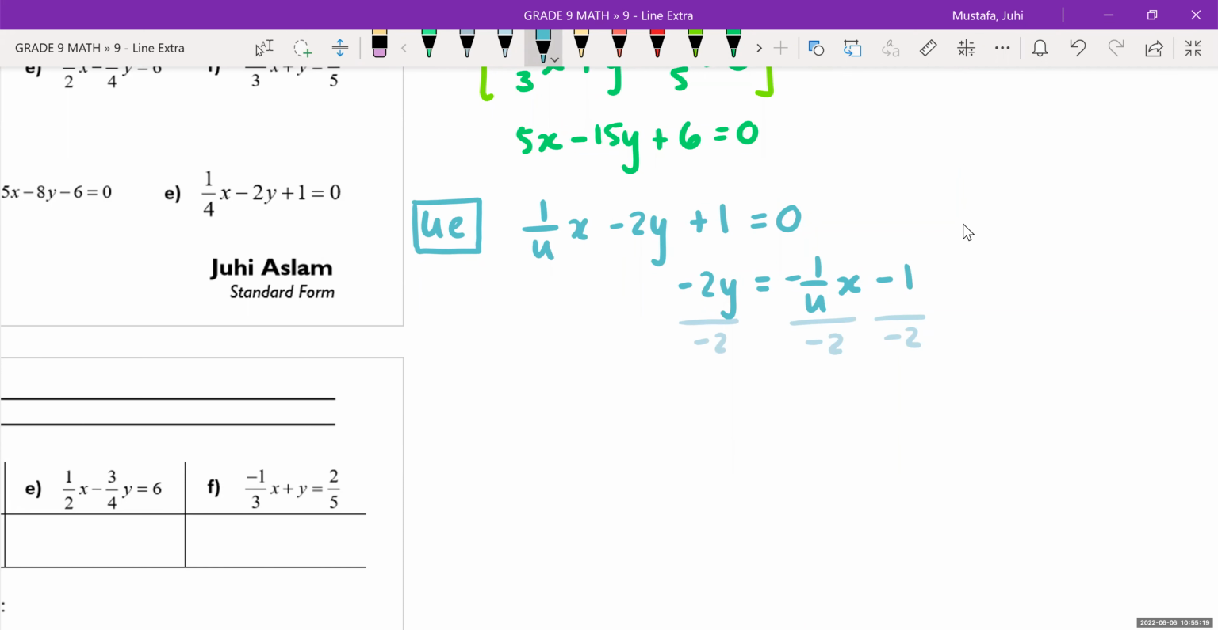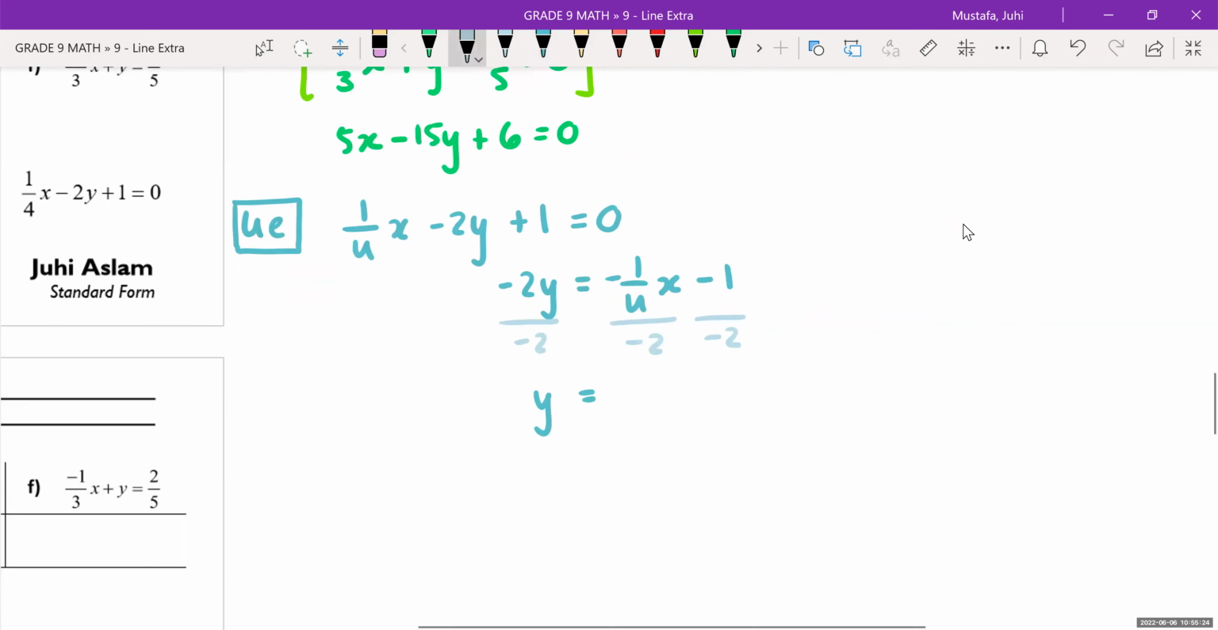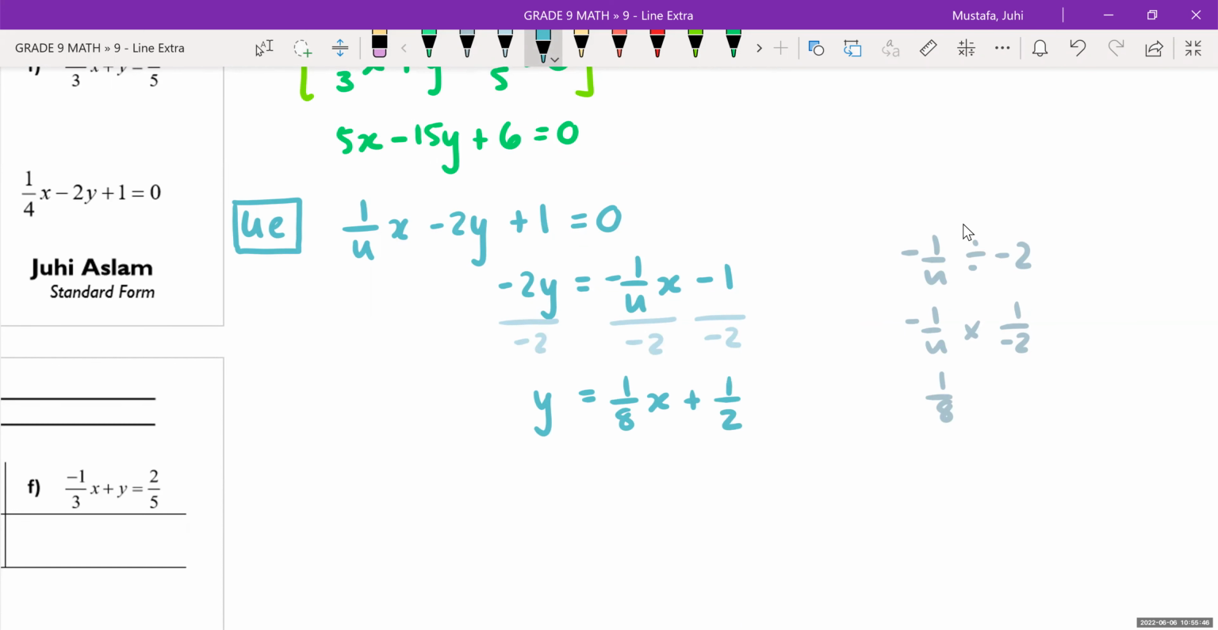Negative 2 divided by negative 2 is just y. Let's try to figure out what negative 1 over 4 divided by negative 2 is. So we're going to take the reciprocal. It's going to be times 1 over negative 2. And we end up getting a number of just 1 over 8. So this would be 1 over 8x. And negative 1 divided by negative 2 would just be positive 1 over 2. And then that would be your final answer. Does this make sense, you guys?